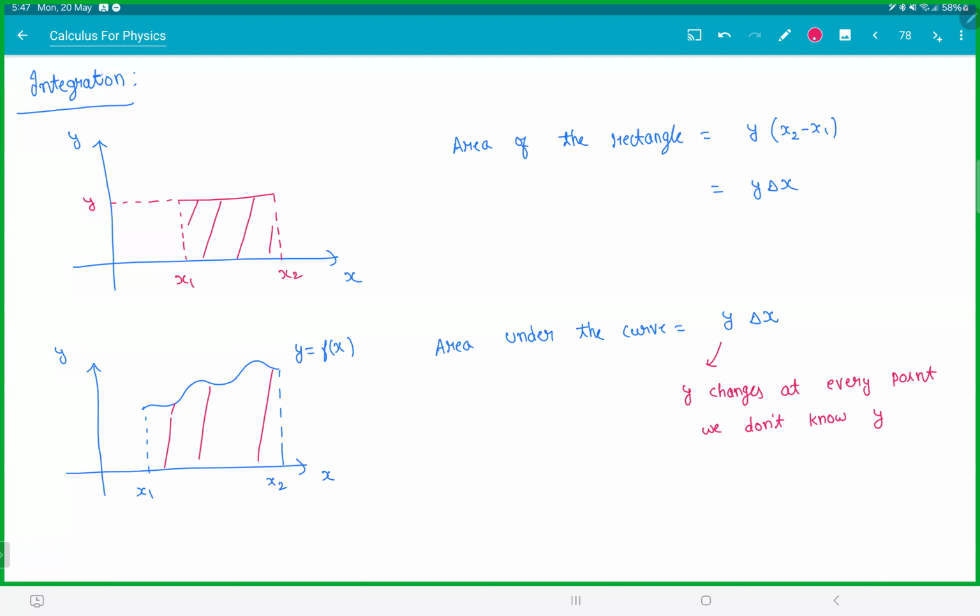So what we do here, this is the technique that we use. We take such a small dx. We choose a small delta x such that we can assume y is constant. Basically, we are approximating it. Let me show how it looks. y is constant for that small thickness. So what we do is this.